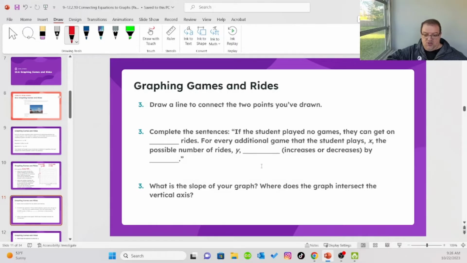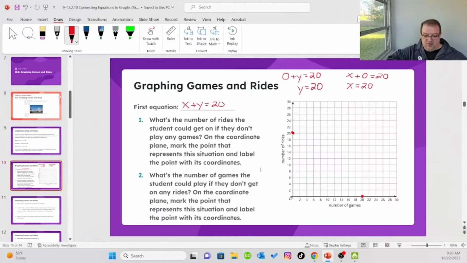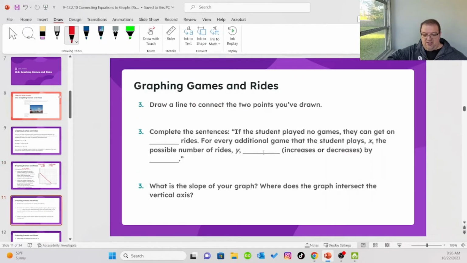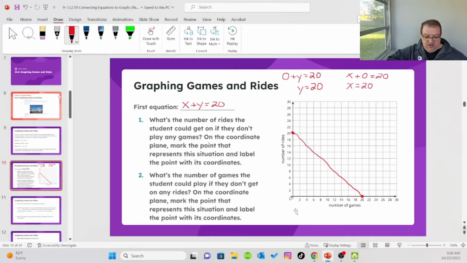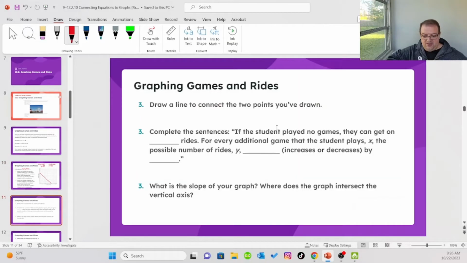Now they want us to draw a line to connect the 2 points that we have drawn. So now if I go in here, drawing a line to connect them, looks something like this. Complete the sentences. If the student played no games, they can get on blank rides. Well, here we said that no games allows them to be on 20 rides.